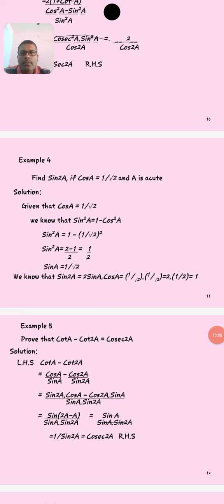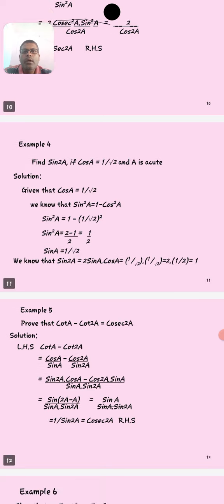Now we see the example number 4. Find sin 2a if cos a is equal 1 by root 2 and a is acute angle. Now here the solution you have to observe, given that cos a is equal 1 by root 2. We know that sin square a is equal what? 1 minus cos square a. Sin square a is equal 1 minus 1 by root 2 whole square. Then sin square a is equal 2 minus 1 by 2, we get 1 by 2. Sin a equal what? 1 by root 2.